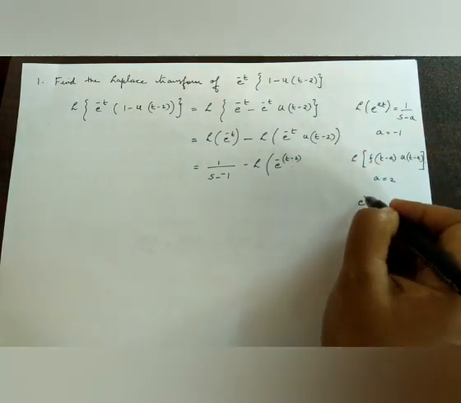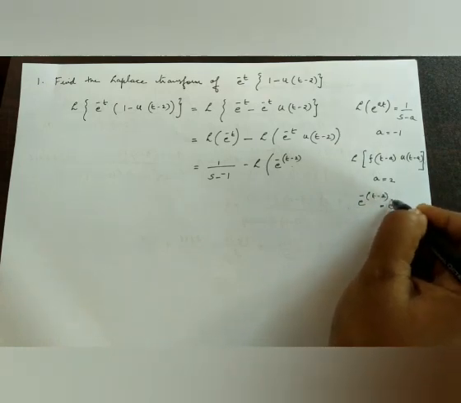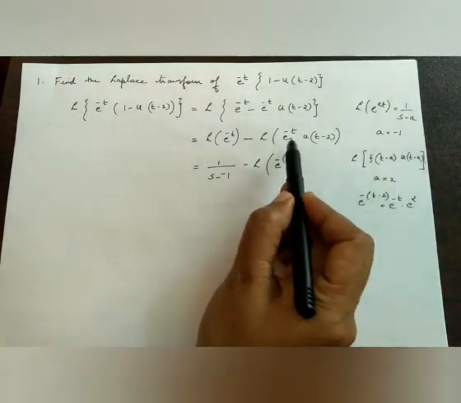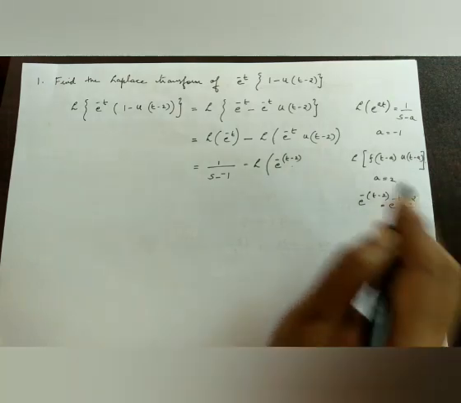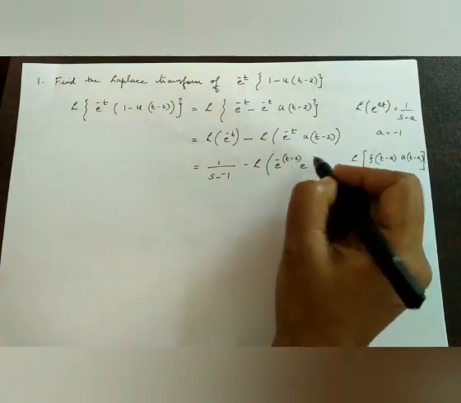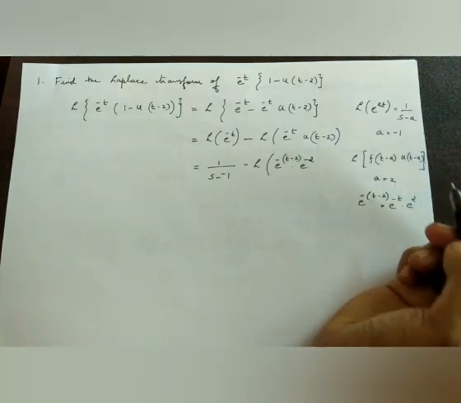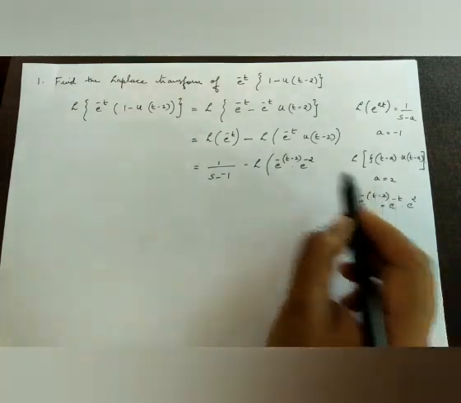I will show here, e raised to minus of t minus 2 is actually e raised to minus t into e raised to 2. E raised to minus t is already here, but e raised to 2 is the added term. So we have to nullify the term. For that we will multiply by e raised to minus 2. When e raised to 2 and e raised to minus 2 become e raised to 0, that is 1.